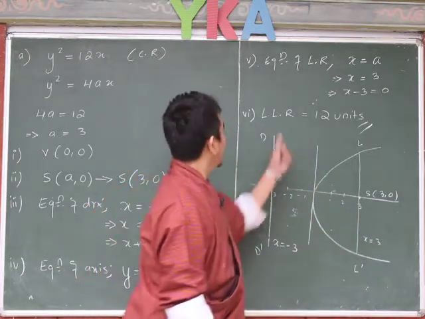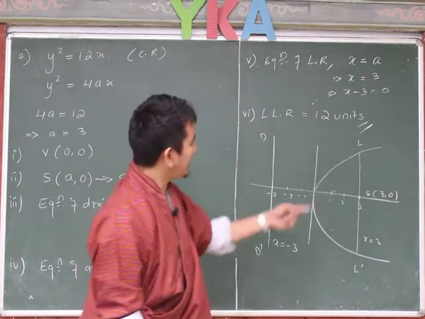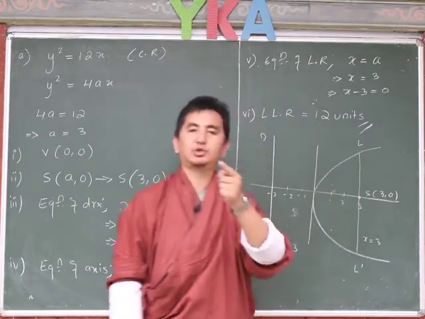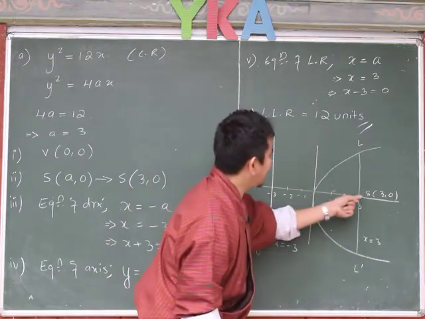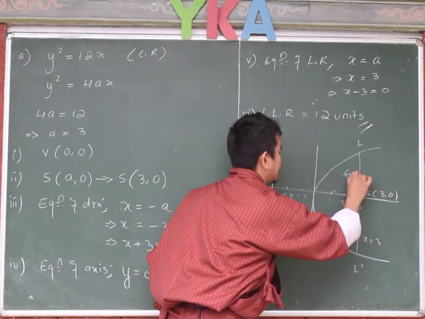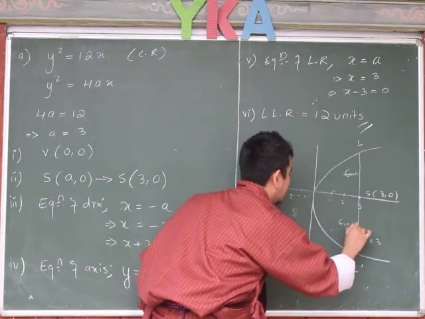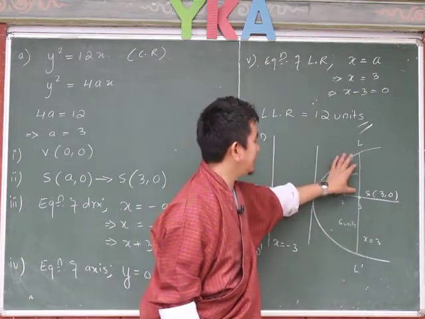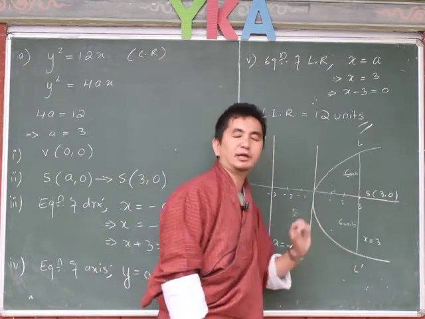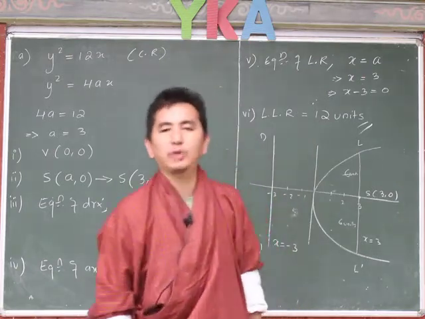The final one, length of latus rectum equal to 12 units. From this L to L dash is 12 units, which means from this S to L becomes how much? 6 units. Then similarly this also is 6 units. 6 units S to L, which is a semi-latus rectum. Then S to L dash, another semi-latus rectum. 6 plus 6 will give rise to 12 units.